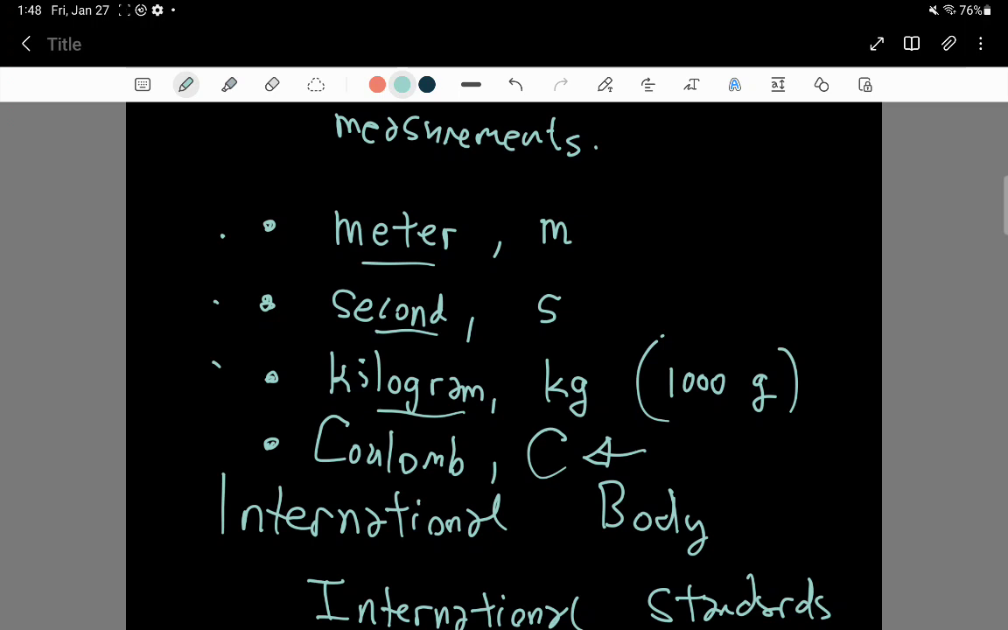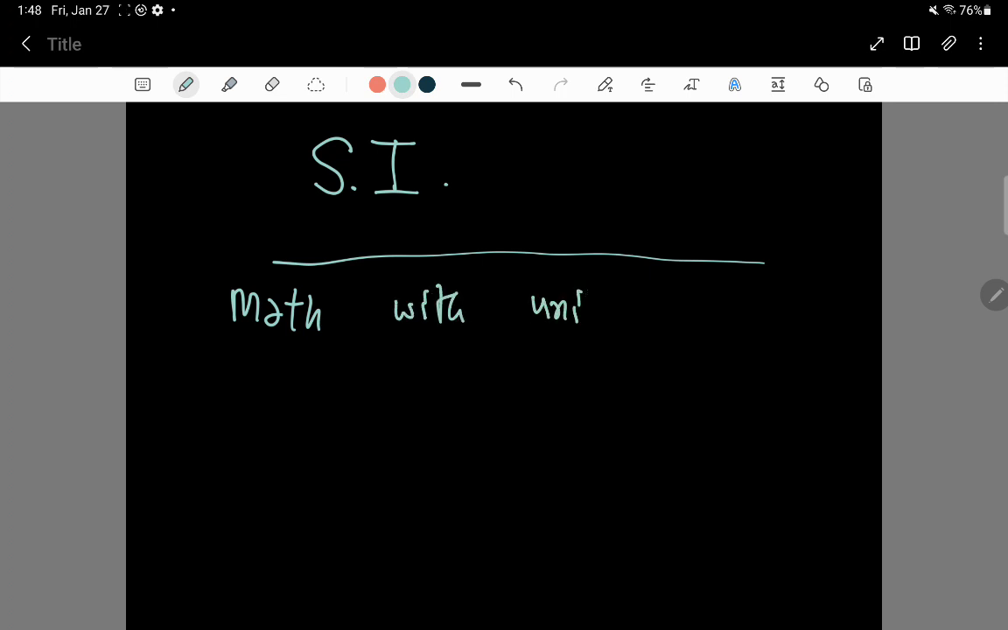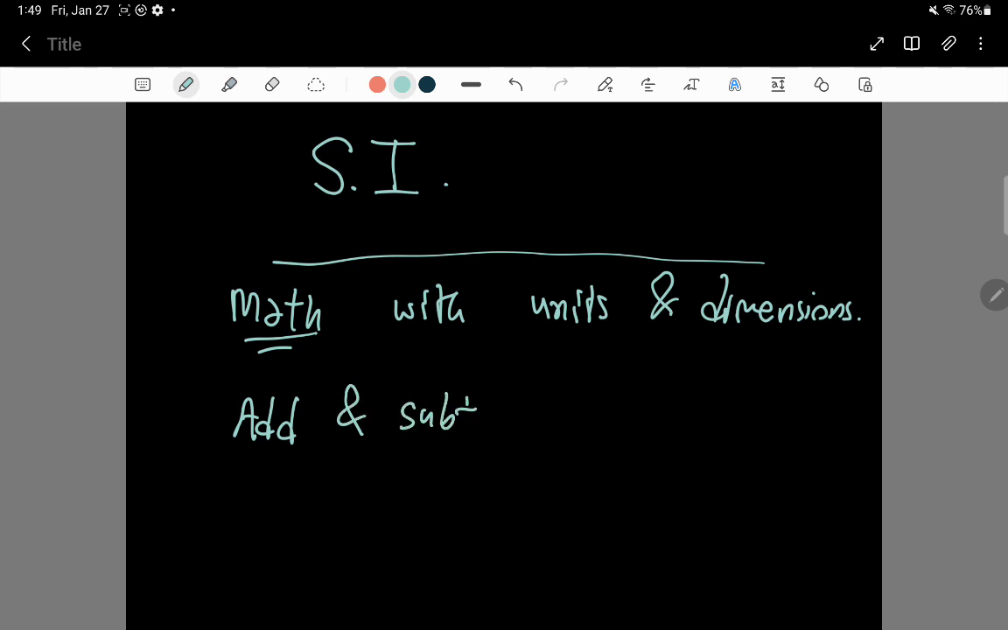Okay, so before I finish this little lecture for you, I want to also point out that you can do math with units and dimensions. That is, you can do math. You can multiply, divide, add, and subtract. So add and subtract, these are things you can do, right? They are mathematical things you can do.